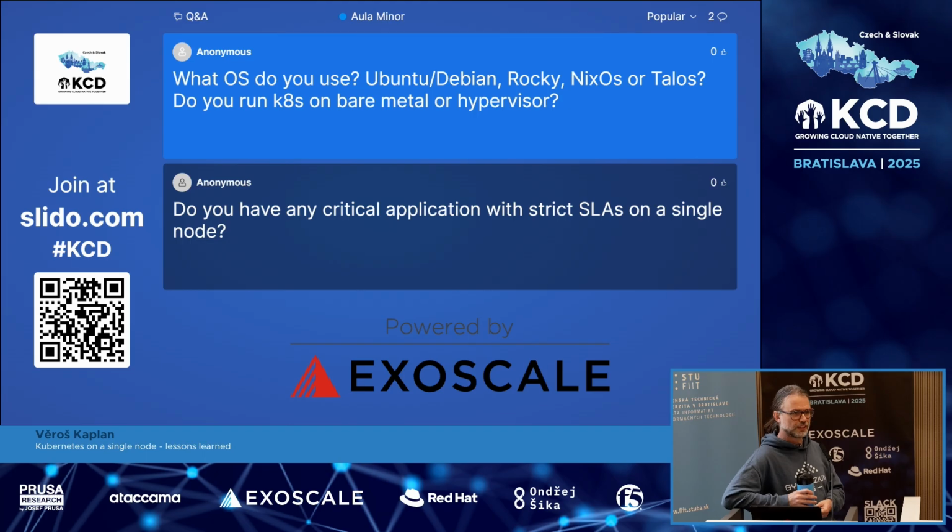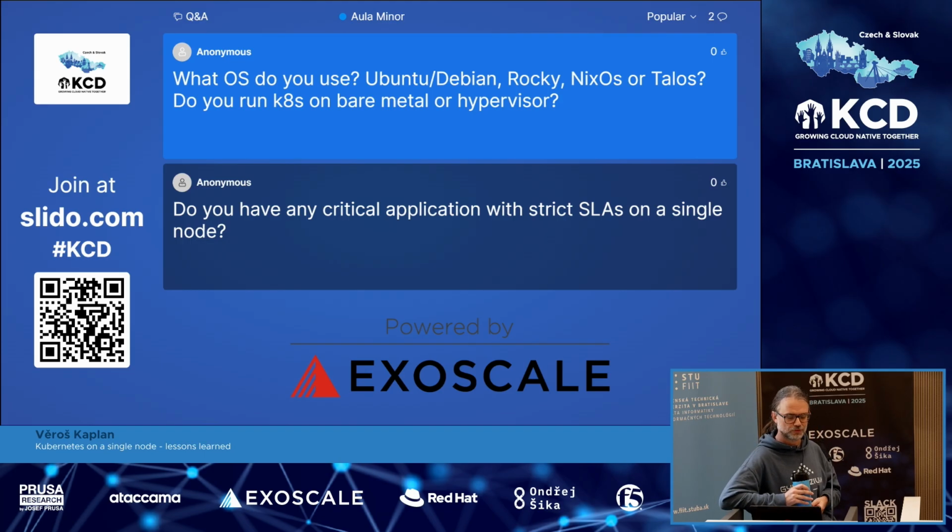Rocky, NixOS. I have no experience with Rocky and NixOS. I have really good experiences with a similar setup. We are running on Fedora CoreOS because I like the idea of self-updating operating systems. But this isn't for single node clusters, because the upgrade process of Fedora CoreOS is rebooting the machine. So we don't run this on single node clusters. But well, we are mostly using Ubuntu and Debian for single node clusters.